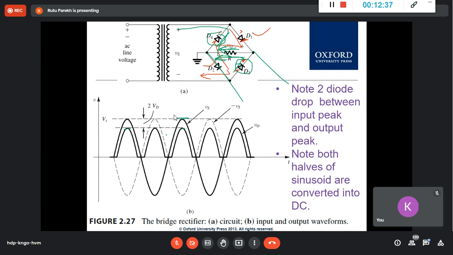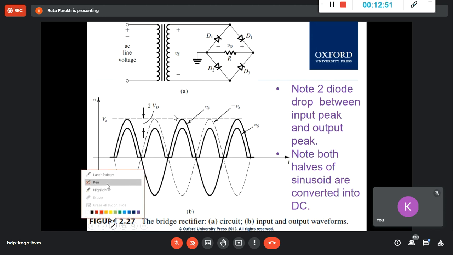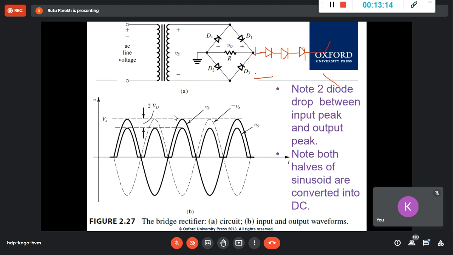Yes, ma'am. Can you explain how 2 VD again? Okay, see, just simple. If I'm considering the ideal diode model, you can have 3 diodes. I can make 3 diodes also. I'm giving some input voltage here, and I'm taking output across here.